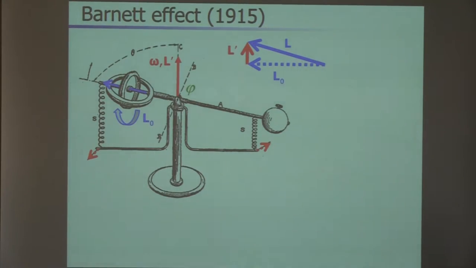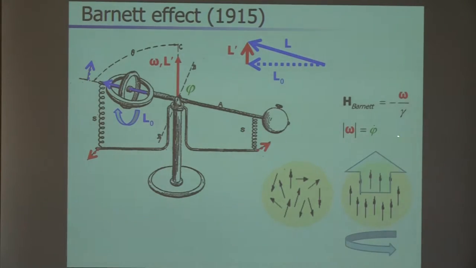Now, if this gyroscope is actually a magnet or some charged rotation, which has a gyromagnetic ratio gamma, then this rotation is completely equivalent to a Barnett field, which is proportional to the rotating frequency. So this omega, the absolute value, is just phi dot. This magnetic field then wants to align the magnetization to the rotation axis. So if you rotate a demagnetized ferromagnet, then this rotation will generate a magnetic field and will polarize the magnet. And that's what Barnett measured.